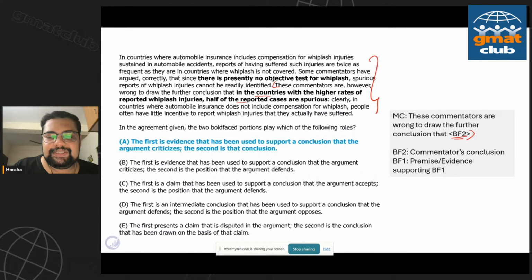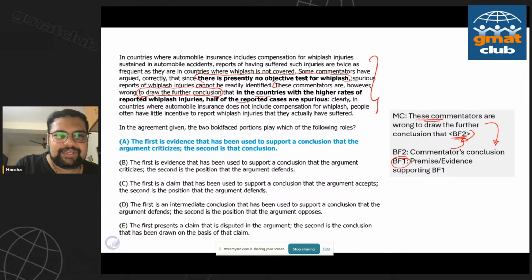Now, boldface 2 is the easiest to categorize. Boldface 2 is essentially the commentator's conclusion. Main conclusion is telling you that the commentator's conclusion is wrong. Boldface 2 is the commentator's conclusion, which the author tells you is wrong. And boldface 1, if you really observe the structure, is used to support the commentator's conclusion. This point, since there is no objective test for whiplash, spurious reports cannot be identified, is eventually used by the commentators to draw the further conclusion.